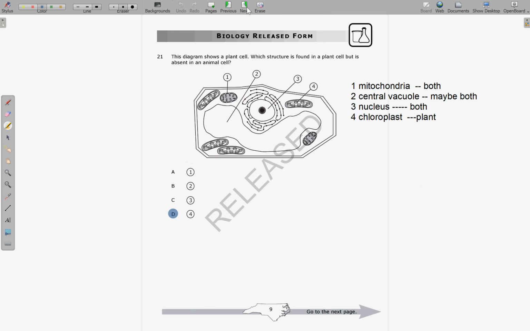So here we have a plant cell. The first thing I would do on this, on my scratch paper, is list the numbers 1, 2, 3, 4. I would identify each one, and I would decide whether or not they are in plant cells, animal cells, or both. Number 2 is a little tricky because that's the central vacuole, and animal cells do have vacuoles, but they don't have a central vacuole. However, the chloroplast only occurs in plant cells, so that is the best answer.